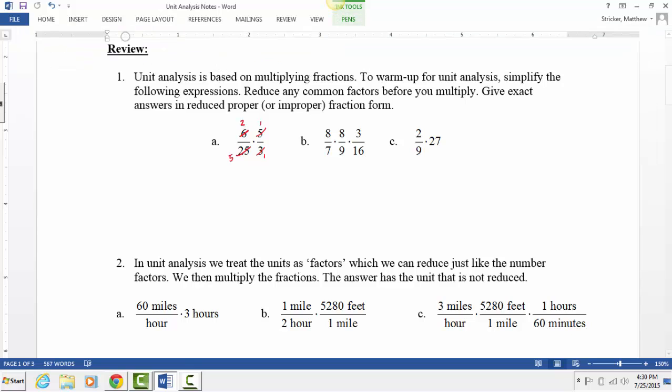And so this first example A is 2 times 1 is 2 over 5 times 1 is 5. So my answer is 2/5.